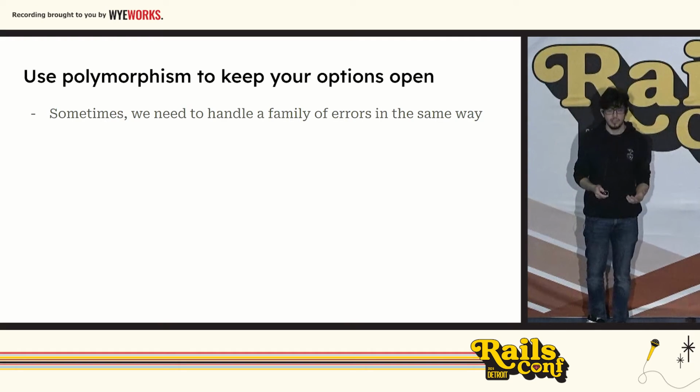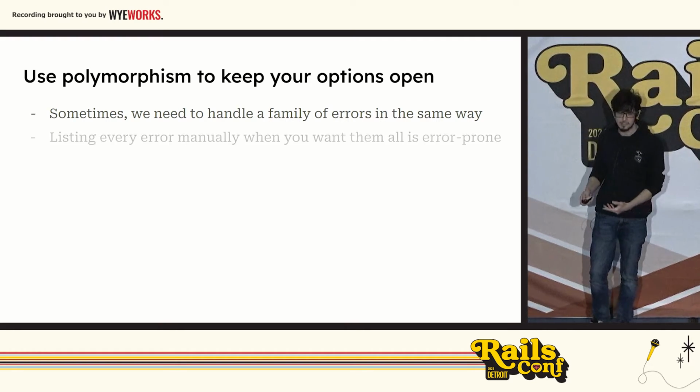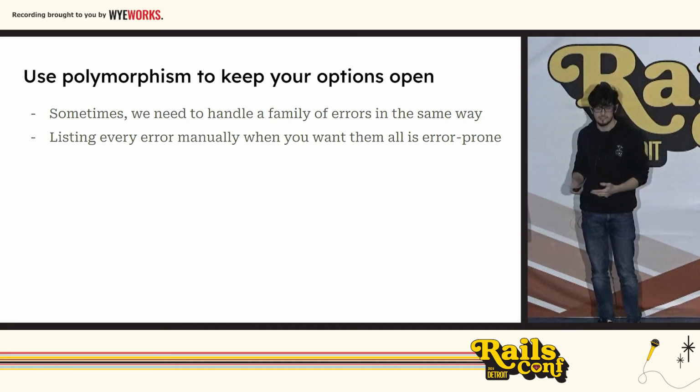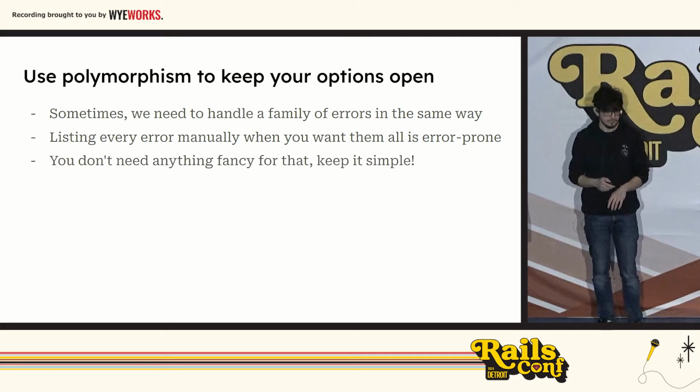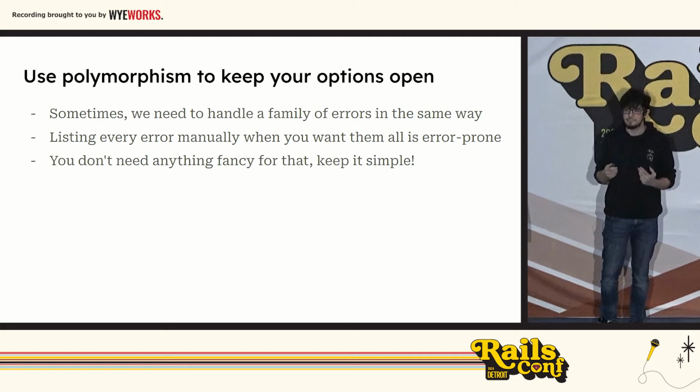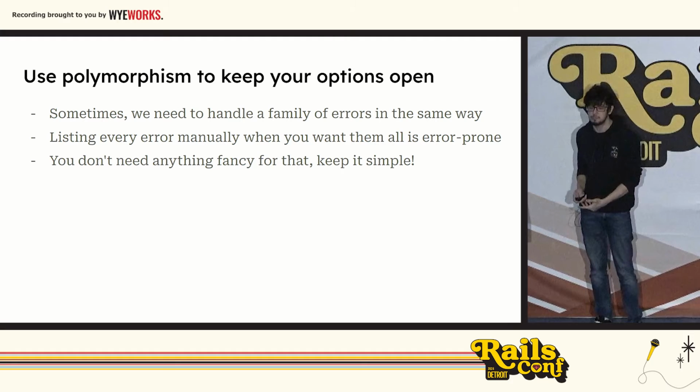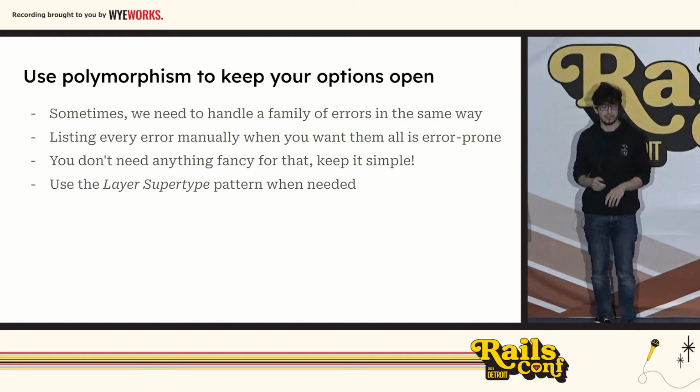So sometimes we need to handle a family of errors in the same way, and listing all of them is not something that is very reliable. It's actually very error-prone. And you don't need anything fancy to solve that. You can just keep it simple. You can just use the layer supertype pattern for that.